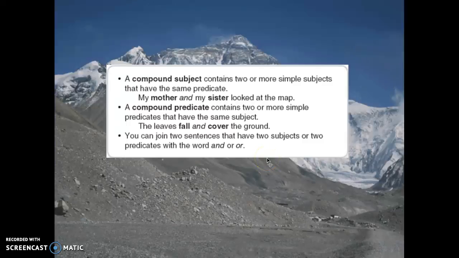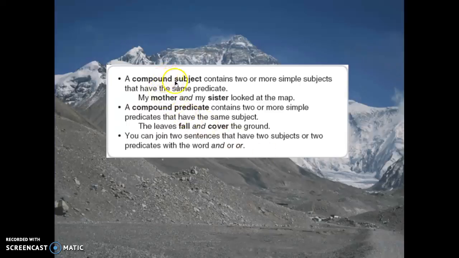Hi boys and girls, today we will be completing Unit 1, Week 3, Day 2 of our grammar practice. So today we're going to be starting by talking about compound subjects and compound predicates.